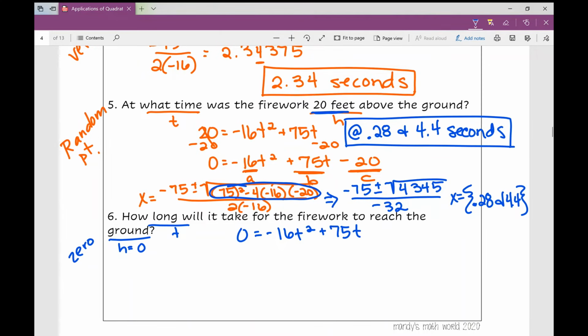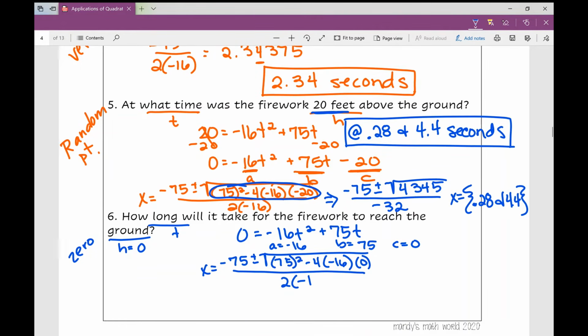And again, I'm going to solve using the quadratic formula. A is negative 16, B is 75, C is 0, and I'm going to plug it in, okay? X equals the opposite of B plus or minus the square root of B squared minus 4AC all over 2A. It's catchy, isn't it? Yeah, I learned it in high school, and I sing it every time I teach it.